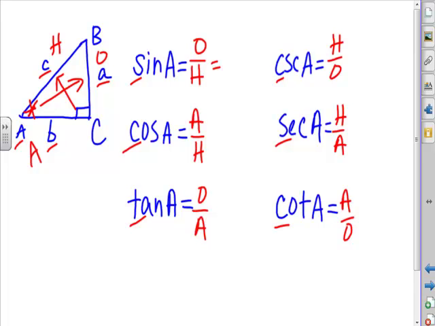So if I was going to fill in the blanks here quick. Sine of A would be A over C. Cosine of A would be B over C, and tangent of A would be A over B. And then these are all just going to be the flip.